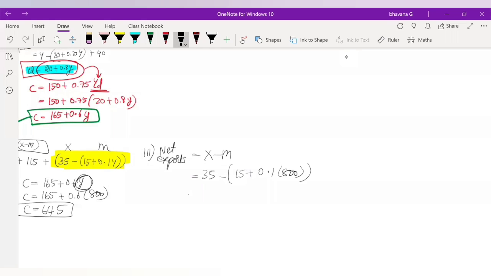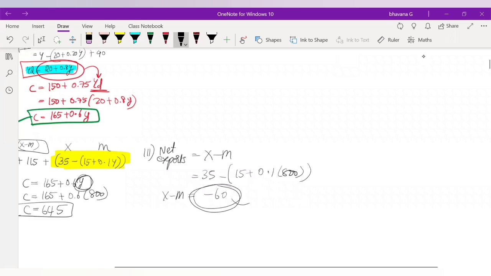So if you do so, and if you solve these equations, you will get net exports of minus 60. What does minus 60 mean? Minus 60 means your imports are greater than exports. That means there is an adverse balance of trade.